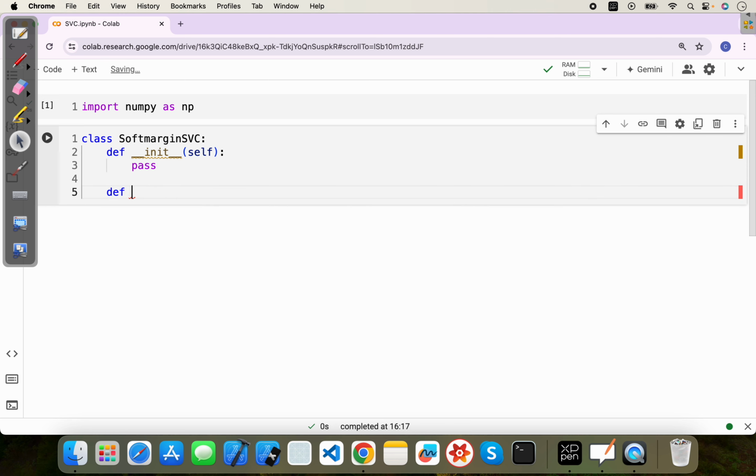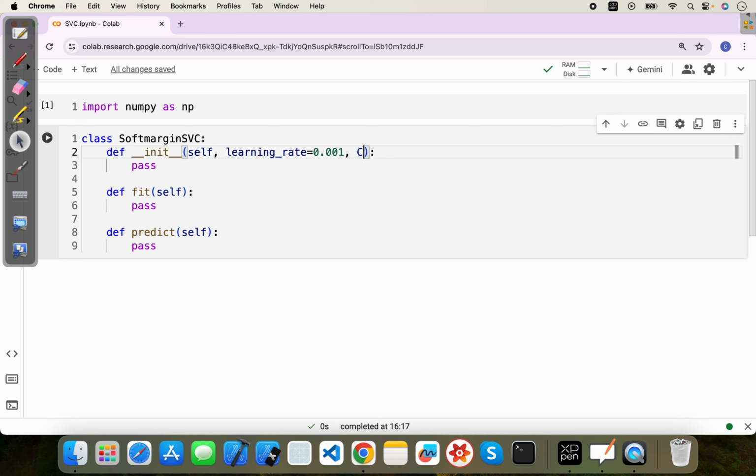Let me pass. Okay, so what are the parameters we would require? Let's say first we would require learning rate, let's default it will be 0.01. Then we would require c, let's say c is also 0.01 initially. Let's say how many times we need to perform gradient descent, like n_iters. So this is basically how many times we need to pass our whole data set to process gradient descent, right? So let's say 1000 times, right?